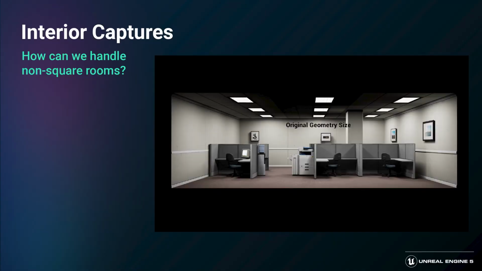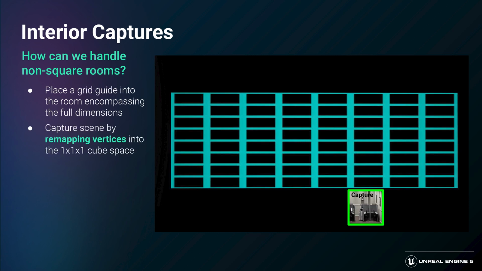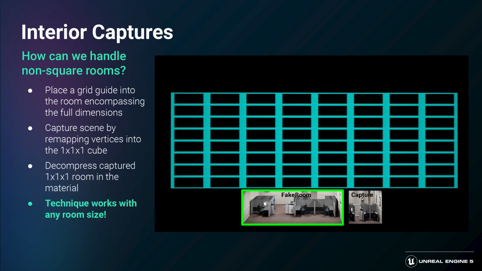So, how can we handle non-square rooms? We place a grid guide into the room encompassing the full dimensions of that room. We then capture the scene and remap the vertices into our 1x1x1 cube space. We can then decompress this captured 1x1 room in the material. The great thing about this is this technique works with any size room.